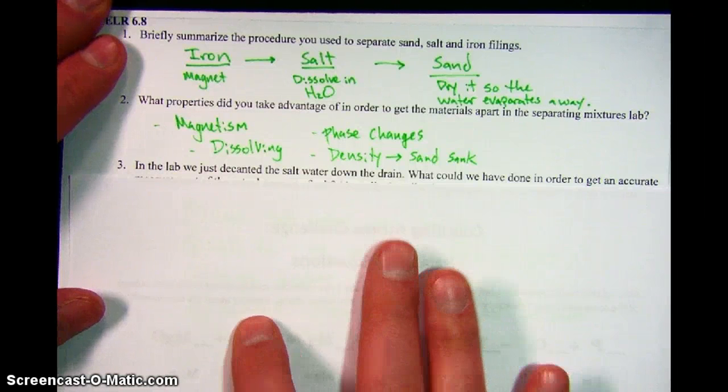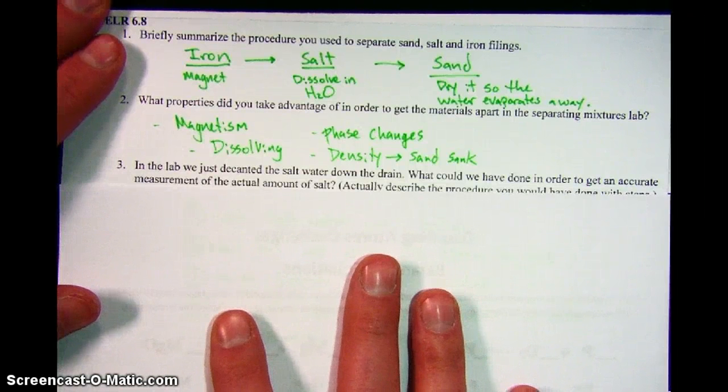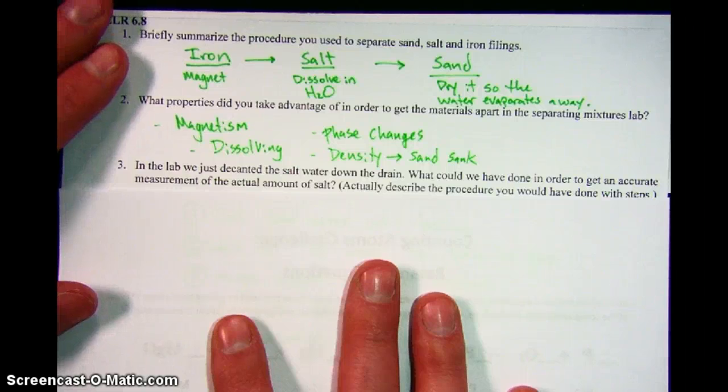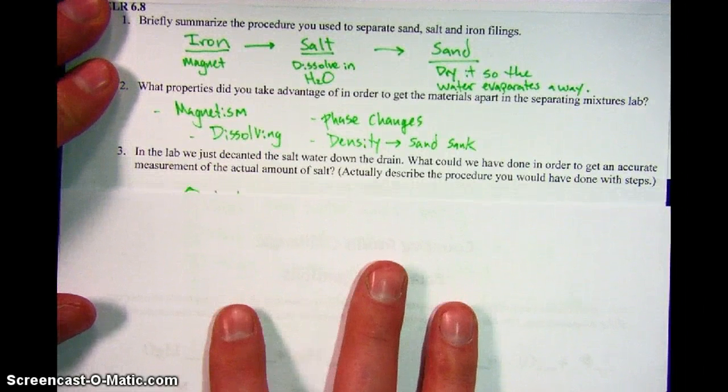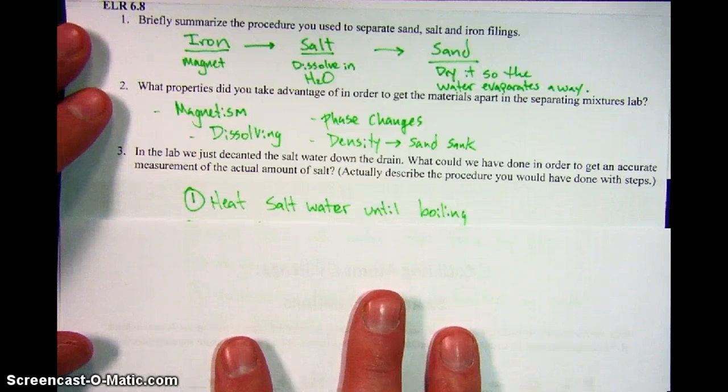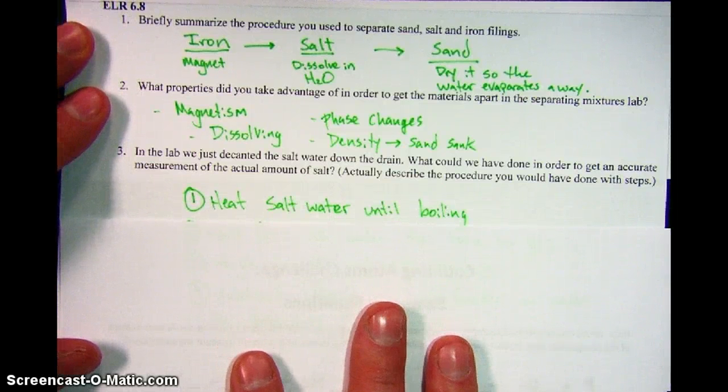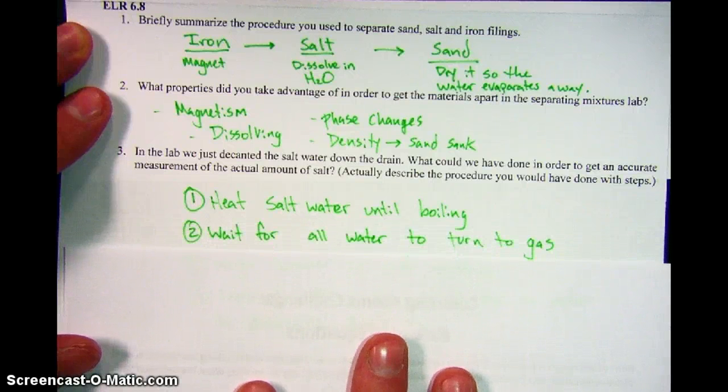For number 3, in the lab, if we wanted to collect the salt and weigh it, which we didn't do during our lab, what would we have had to do? Here's a procedure that would have allowed us to do that. First step would have been to heat the water with the salt until it was boiling, and then wait for all of the water to turn to a gas.